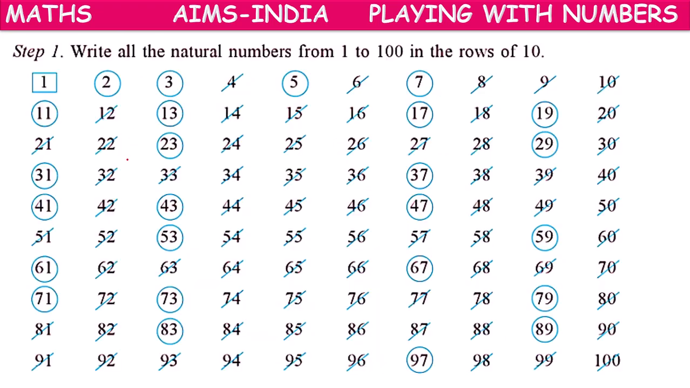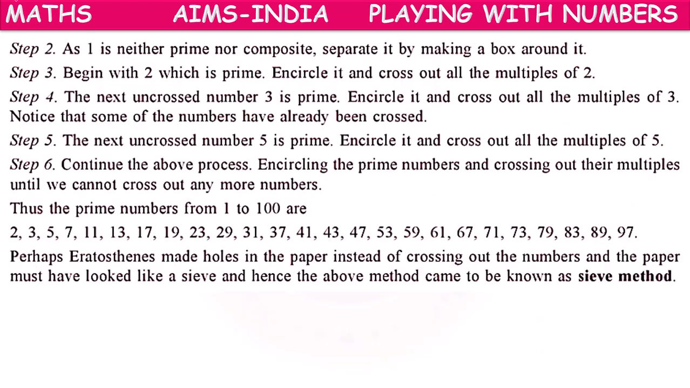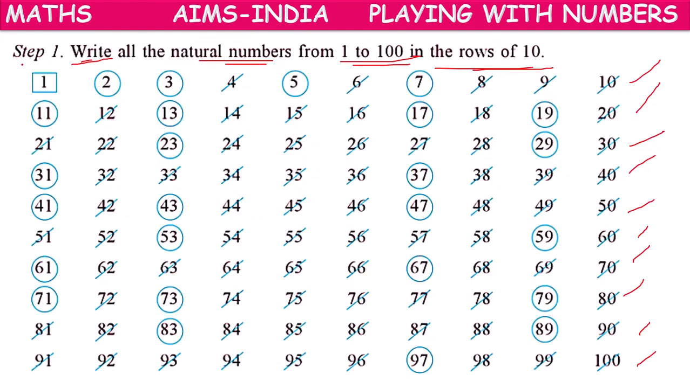So in this method, first he has written all the natural numbers from 1 to 100 in rows of 10. Means 1 to 10 first row, 11 to 20 second row, third row, fourth row. Like that, 10 rows, he has written the natural numbers. Next, as 1 is neither prime nor composite, he separated it by making a box around it.